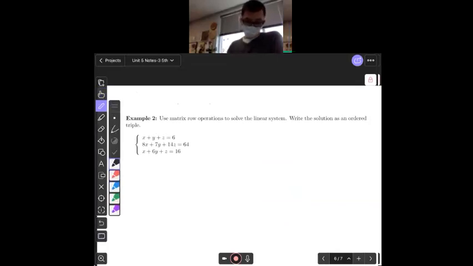Again, our row echelon form should end up looking like this: a diagonal row of 1s, 0s in the left corner, and everything else can be whatever number it is. That's our goal, to make our matrix look like that. We need to turn it into a matrix first.